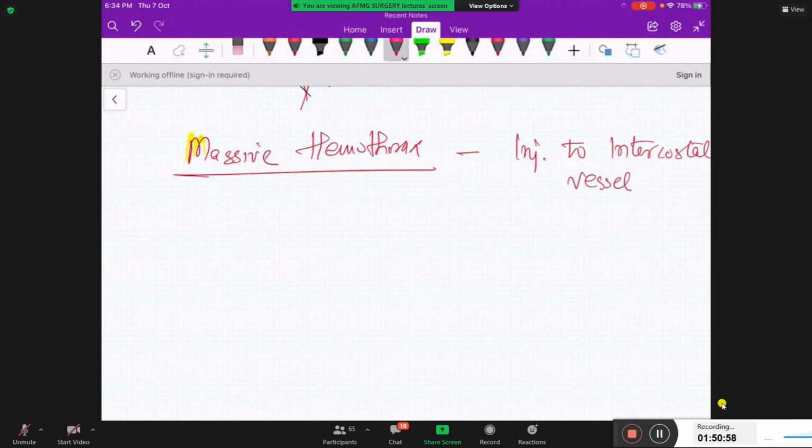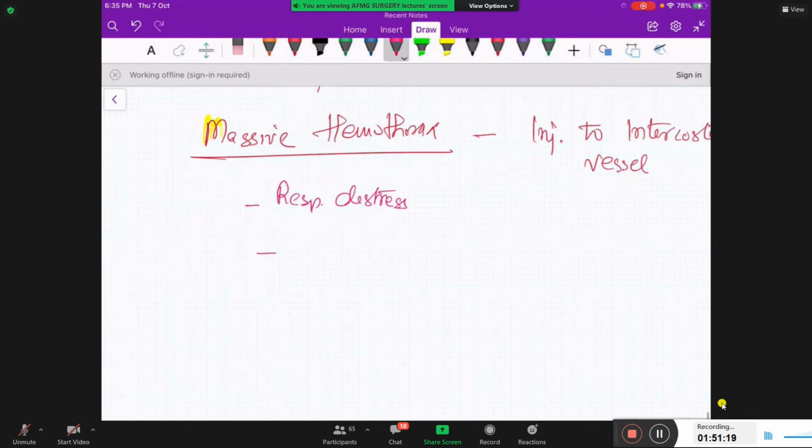Okay, now, when there is a gross amount of blood in the pleural space, the lung will get compressed? Yes or no? Yes, sir. Okay. So, will this patient be in respiratory distress? Yes. So, that means this patient here also will be in respiratory distress. What will be the status of blood pressure? Will there be hypotension or not? There will be hypotension here also, right?